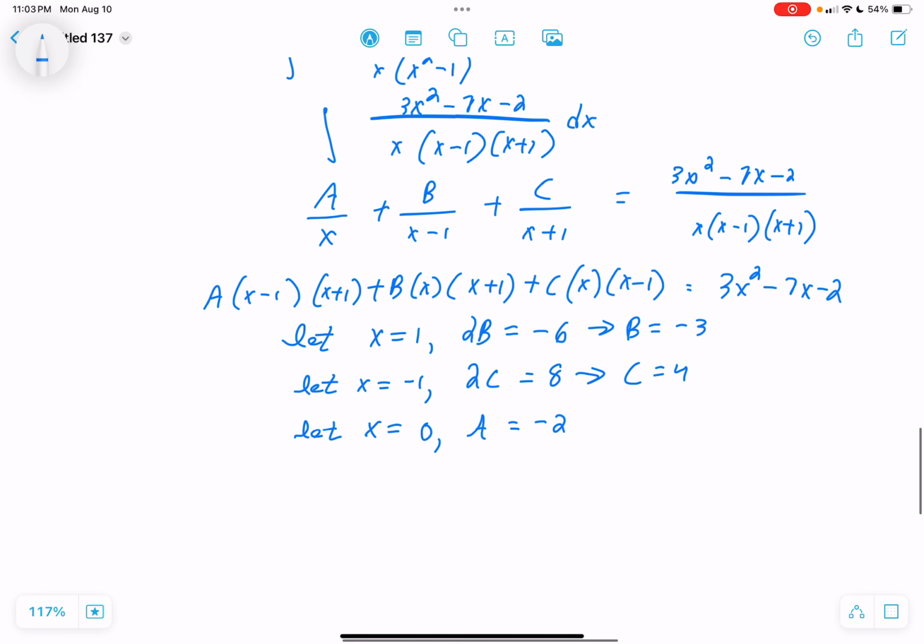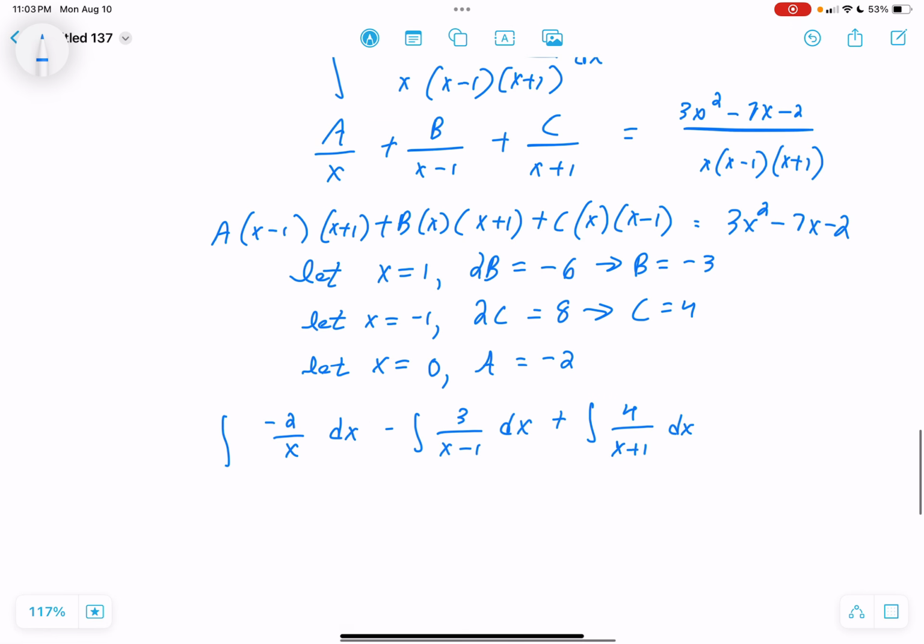All right, so I can rewrite this then as the integral of negative 2 over x dx minus the integral of 3 over x minus 1 dx plus the integral of 4 over x plus 1 dx. I can take out these constants, negative 2 integral 1 over x dx minus 3 integral 1 over x minus 1 dx plus 4 integral 1 over x plus 1 dx.